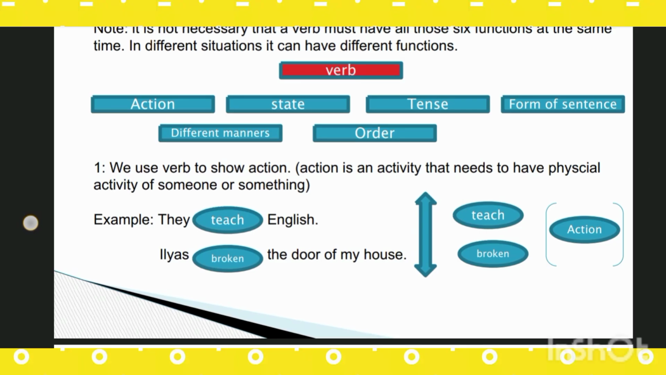In the middle of the sentence you have to see the word teach. Teach is a verb. Teach is a verb that shows action.